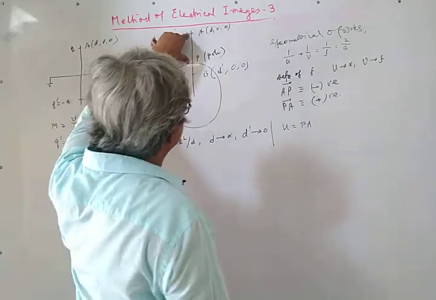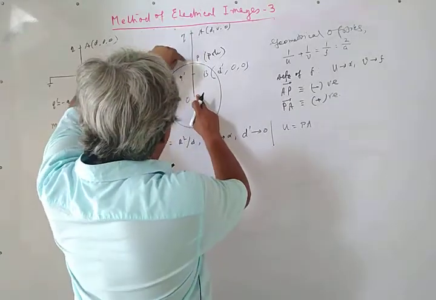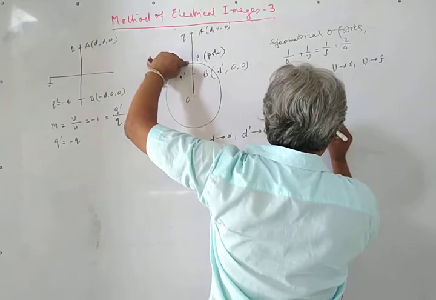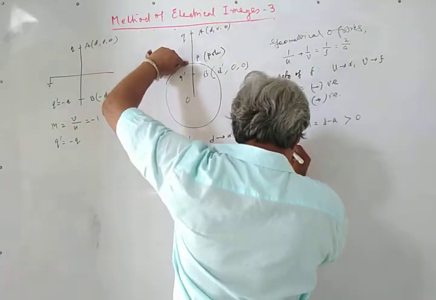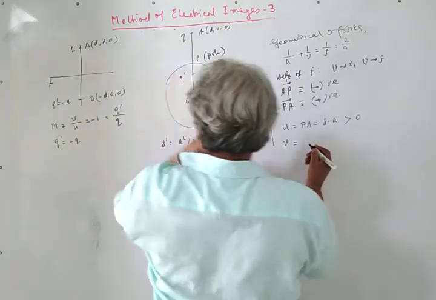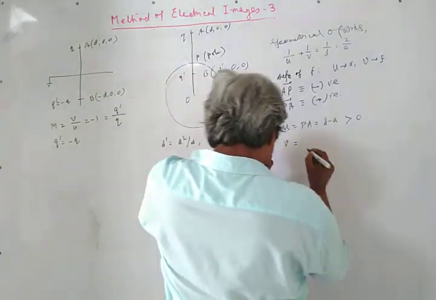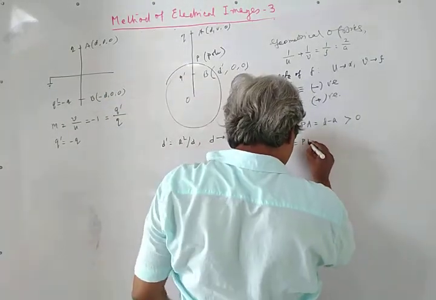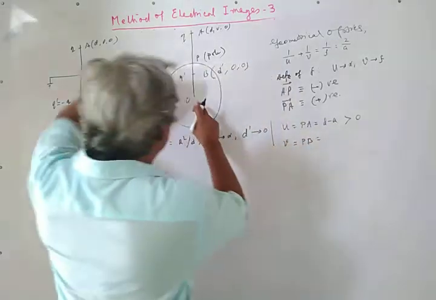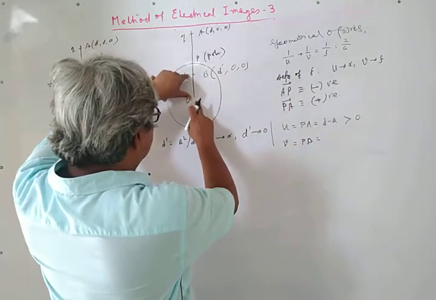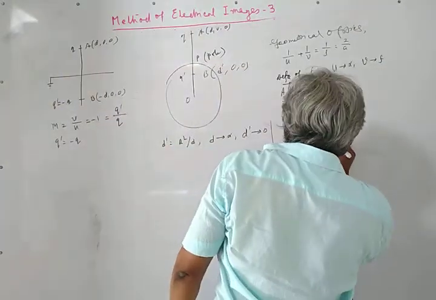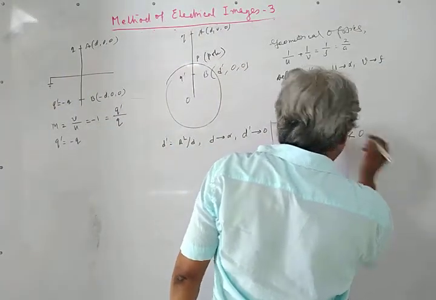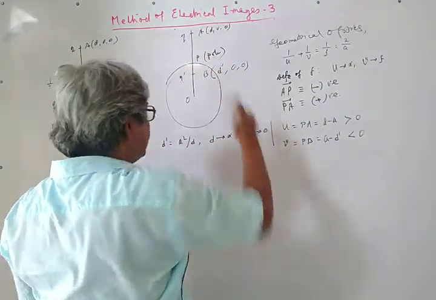The image distance can be written as D minus A, and this is greater than 0. The image distance V is equal to PB, and this much is A and this much is D prime, so PB is equal to A minus D prime. This is negative because we are measuring in this direction.